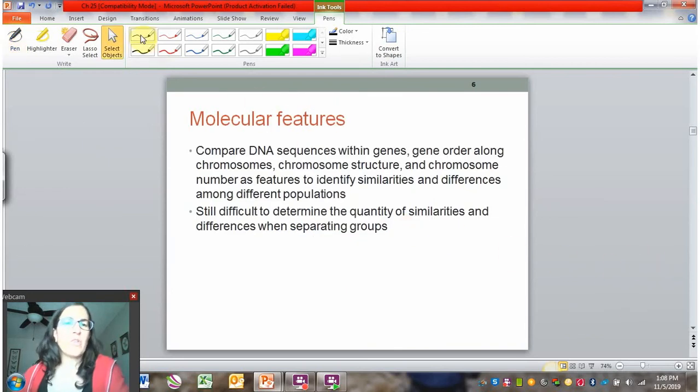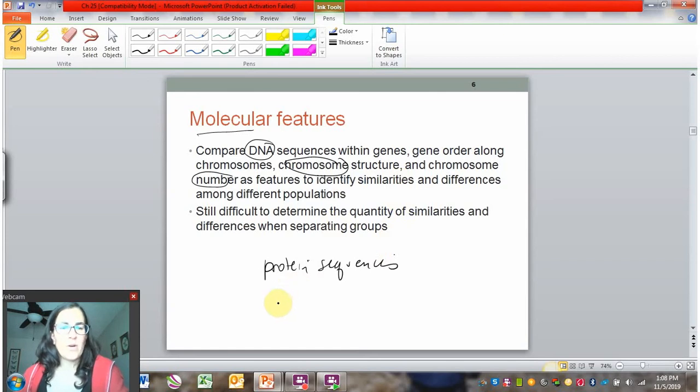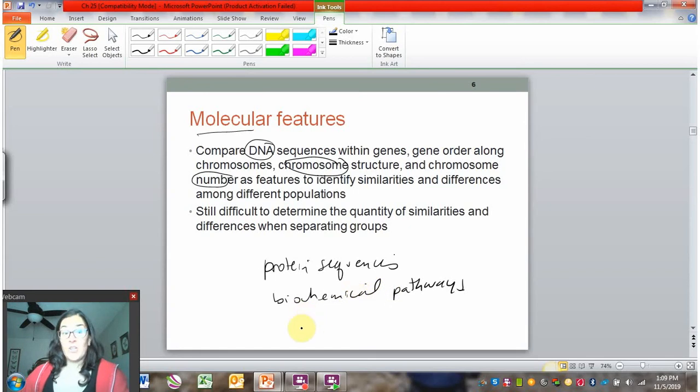So in our toolkit for determining speciation, we have a lot of other things we can use as well. So one of them is molecular features. So this can be DNA sequences, it can be chromosomes, how the chromosomes are structured, chromosome number. It can even get into protein sequences or biochemical pathways as well. These are less common ways to do it, but we can also look at those. And so again, this is looking for similarities and differences among the populations. And this can oftentimes be used in addition to, for example, the physical appearance.